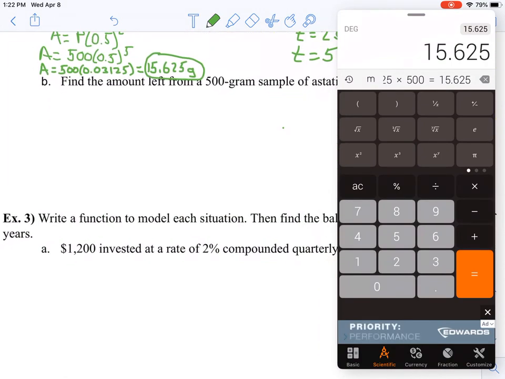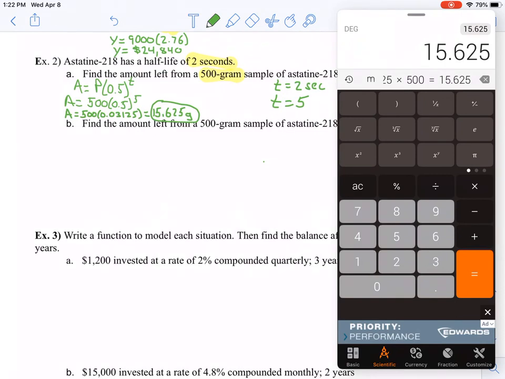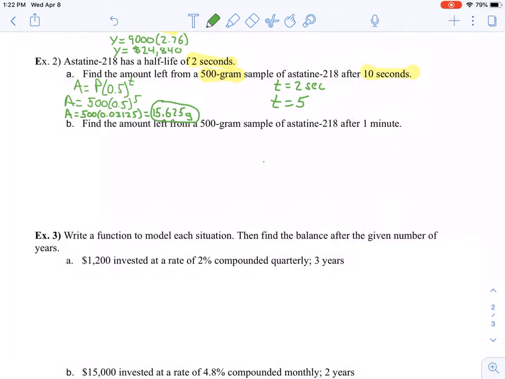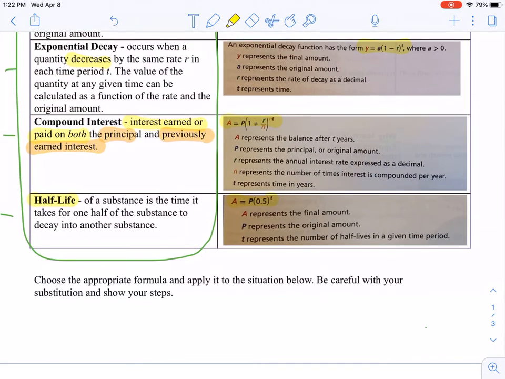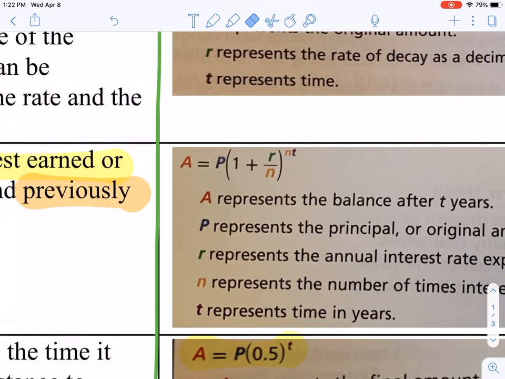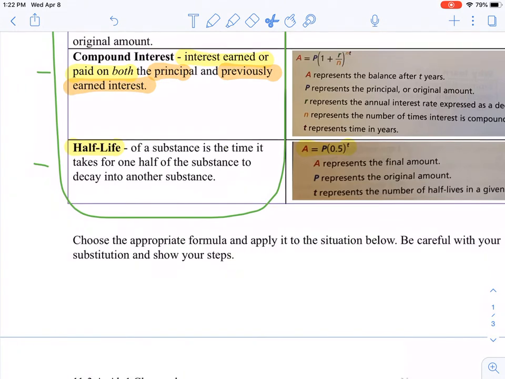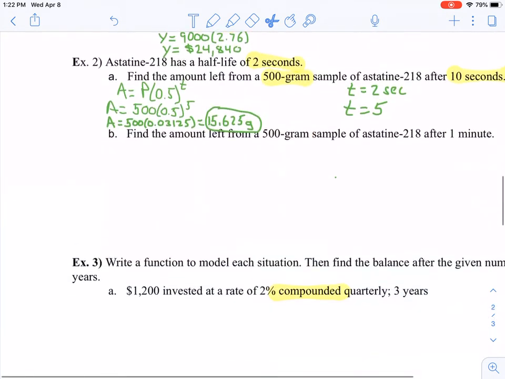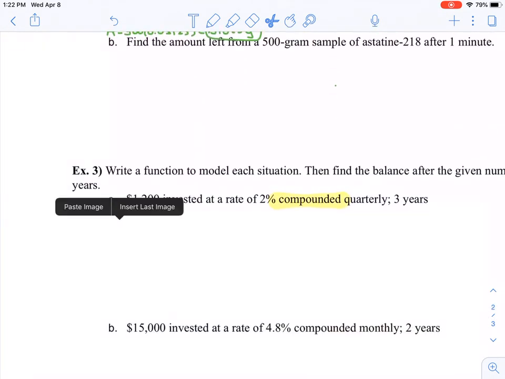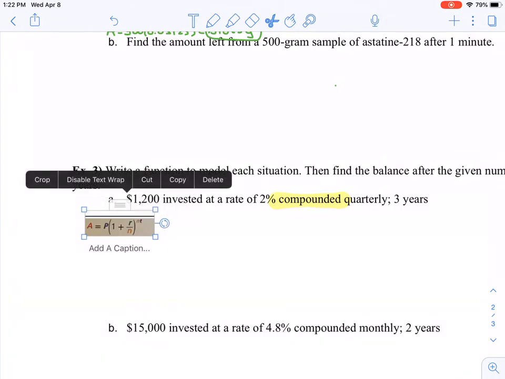All right, next we have money invested, compounded quarterly. So clearly this is going to be compound interest. Anytime you see compounded, you know it's compound interest. Let's go grab this equation. This is a little bit complicated equation. Let's see if I can grab this and bring it down here for reference. There we go.